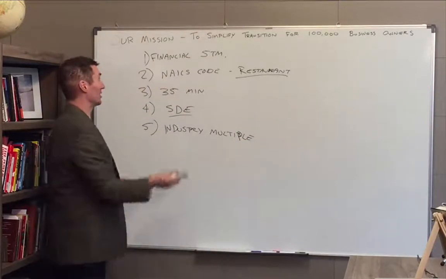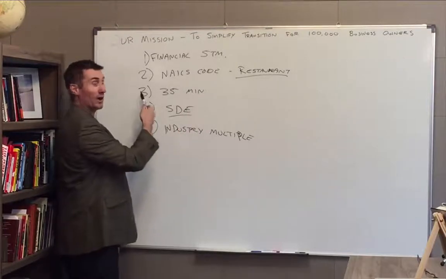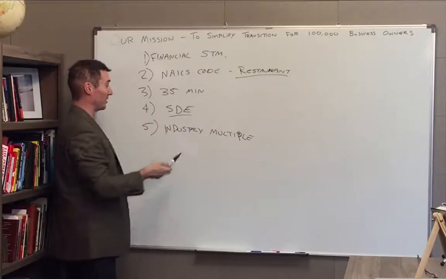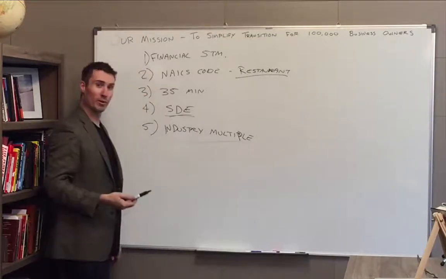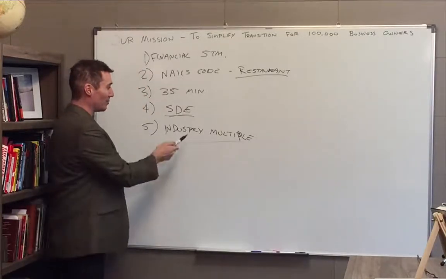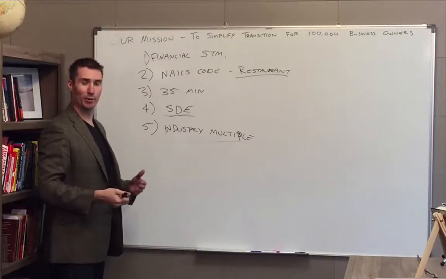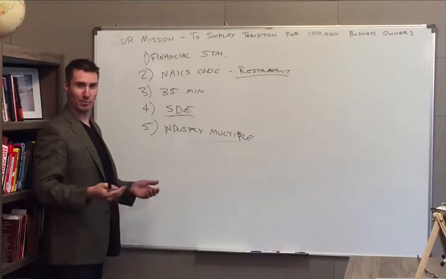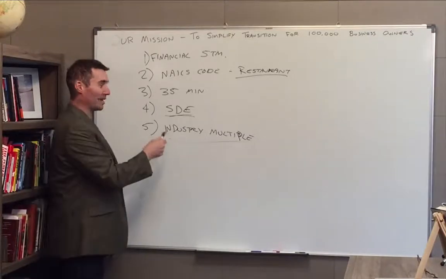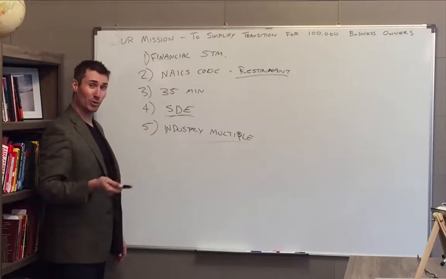Okay, so now the question is, Scott, I've got my financial statement, I've got my NAICS code, I've set aside 35 minutes to figure this out, I don't know what the heck this SDE is, and I also don't know what my industry multiple is. Now, some people will think they know what the industry multiple is. They'll say, yeah, when I sell my business, I'm going to multiply it by 5 times, or I'm going to multiply it by 7 times, because that's what people sell my industry for. But that's not necessarily the case, because every industry is different, and then also it depends what you're multiplying.